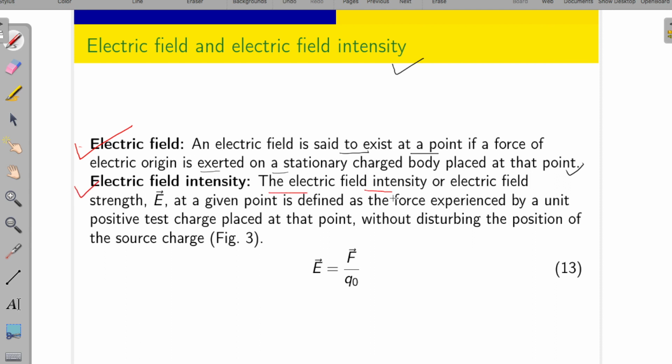Now coming to the next point, what is electric field intensity? The electric field intensity or electric field strength at a given point is defined as the force experienced by a unit positive test charge placed at that point without disturbing the position of the source charge. Mathematically, the electric field intensity E can be written as the ratio between the electrostatic force and the test charge.